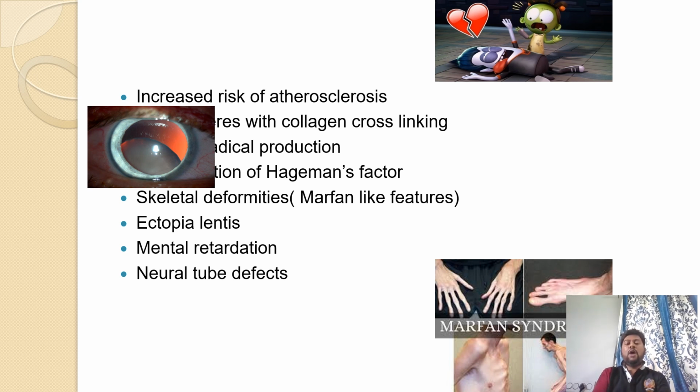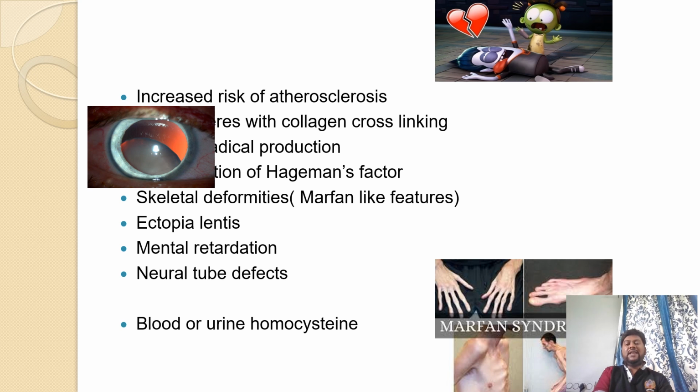Now how to diagnose this? Very simple, by measuring the blood or urine homocysteine levels. Just now I told you that in the blood the normal range is between 5 to 15 micromoles per liter. If it goes beyond that, then we can easily make the diagnosis of homocystinemia, and these patients are more prone to all these complications. So that's it about homocystinuria.